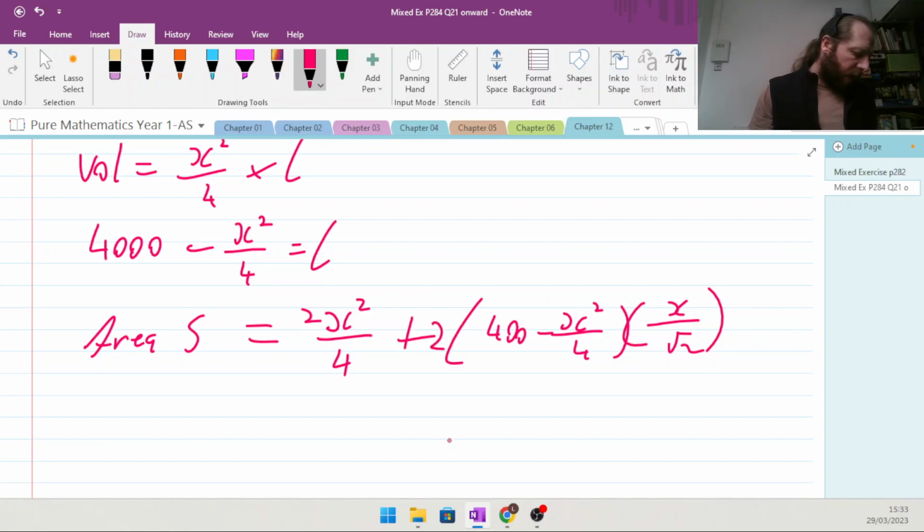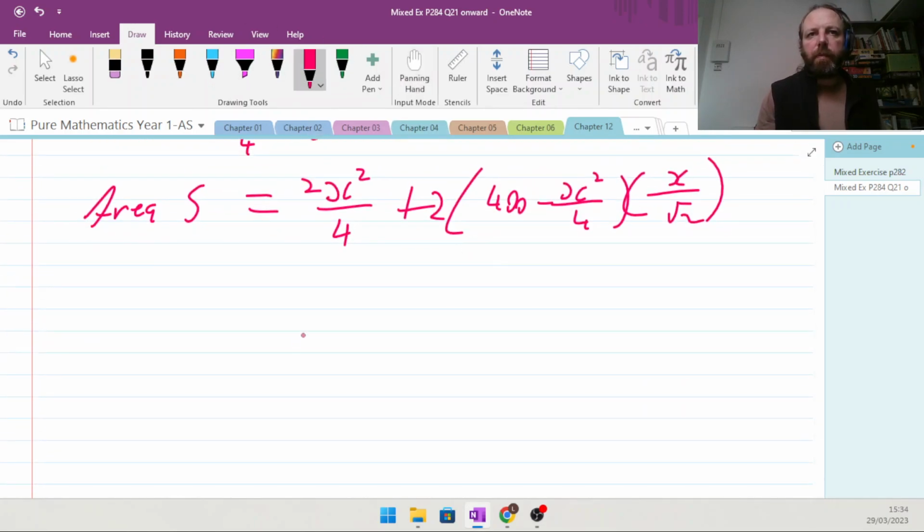There we are. Alright, with that in mind, let's see if we can get this looking anything like what they've got in the book. So we're going to have x squared over 2 plus, what's 2 divided by root 2? I feel like that should be something quite obvious. 2 divided by root 2 is root 2.